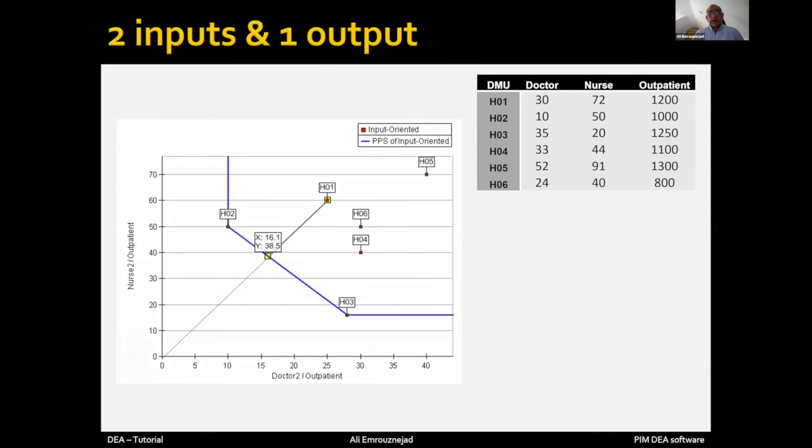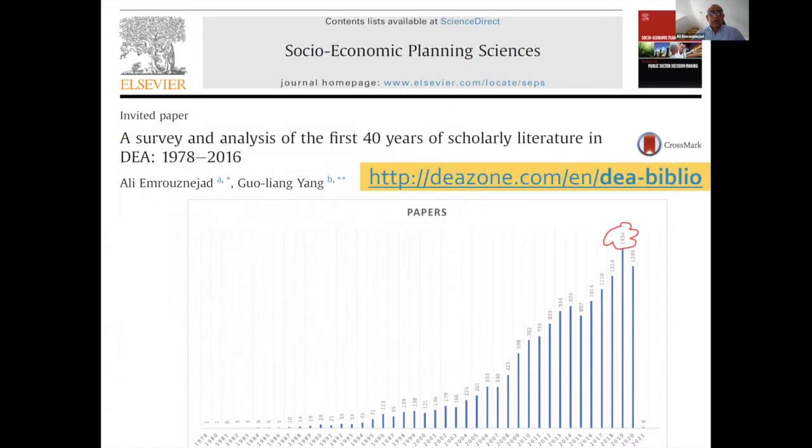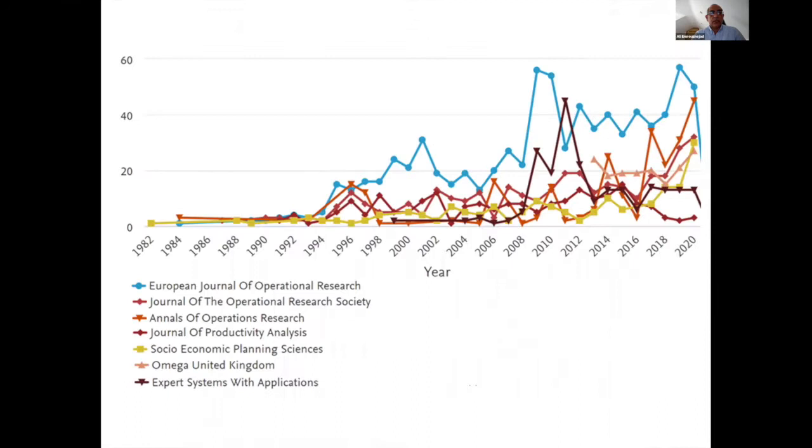DEA by itself is a linear programming. It's simple, and so it attracts many, many applications. When you look at the publications on DEA, there are over 15,000 papers published. Only last year, there were 1,434 papers published. This bibliography is available if you want to download it.